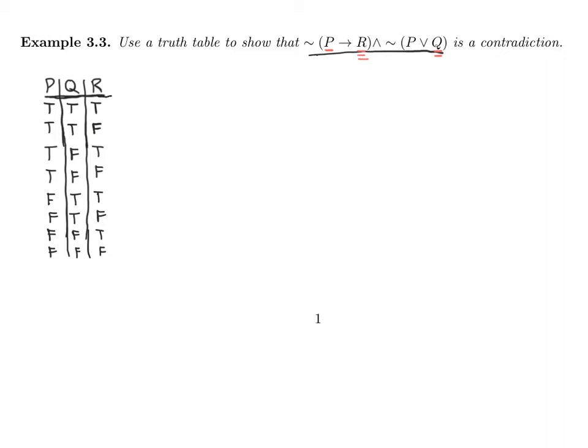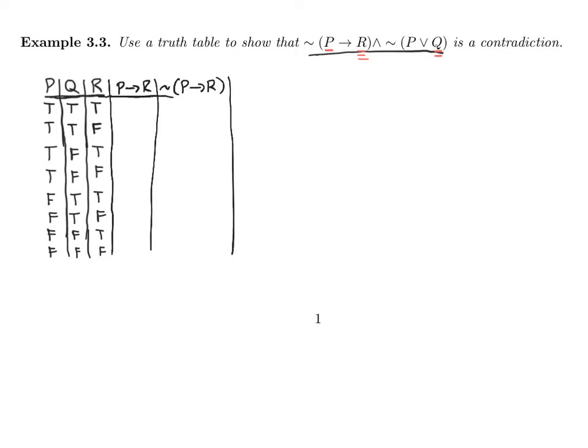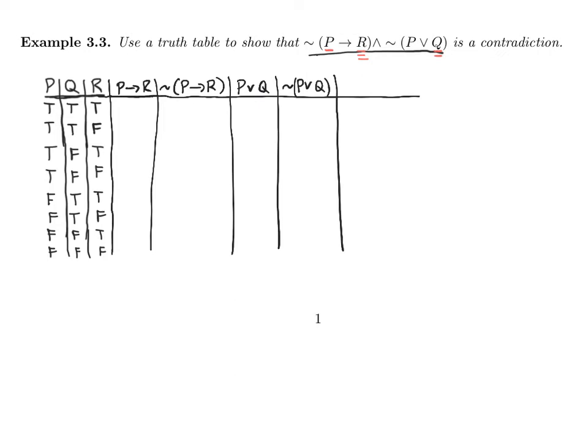Okay, so now that we have that, we need to complete our truth table. So let's determine what different columns we need. We need P implies R. We need the negation of that, the negation of P implies R. We need P or Q. We need the negation of P or Q. And then we just need the and of these two columns. I'll call this column X, I guess, and this column Y. We need X and Y. So that's what we need.